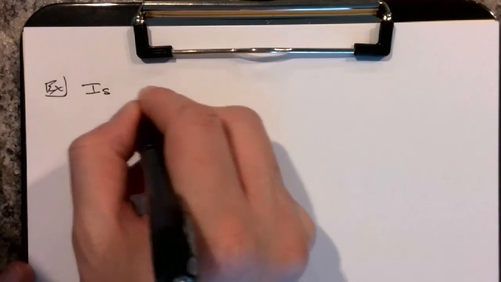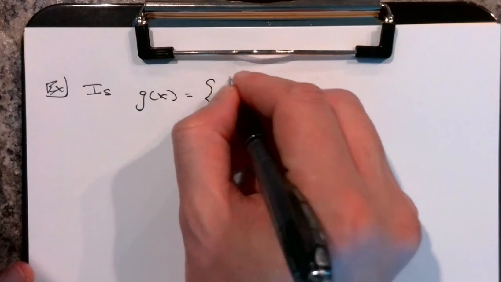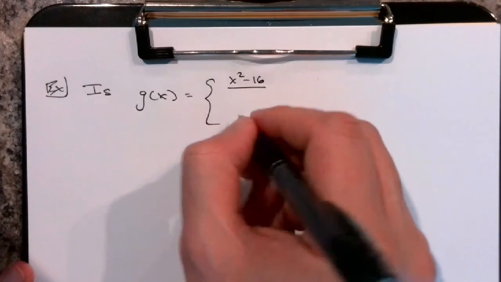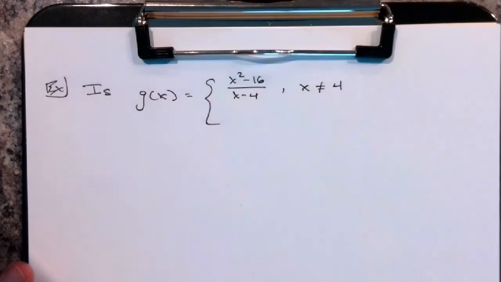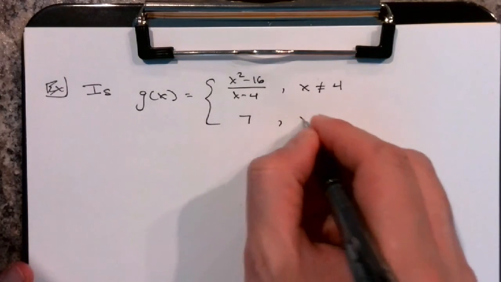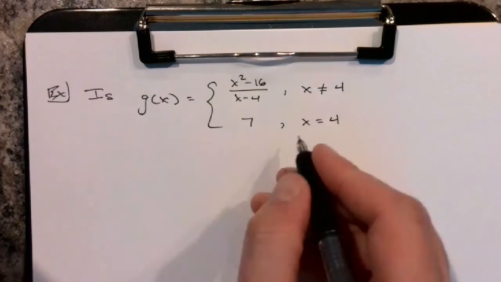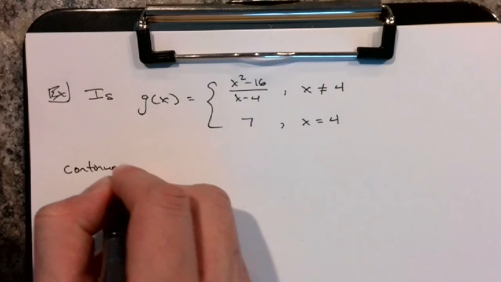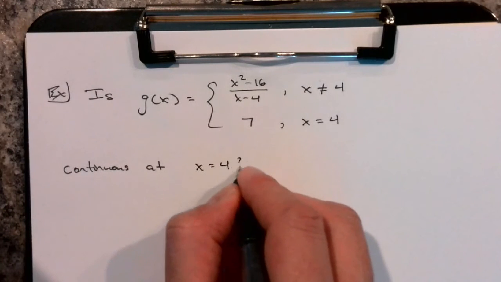So this last one here, we'll say this example is going to be, I'll call the function g of x, but it doesn't change anything. So is g of x equal to, piecewise again, the first piece will be x squared minus 16 over x minus 4. And this condition is for when x does not equal 4. And we'll say it's equal to 7 when x equals 4. And we want to know, is this continuous at x equals 4?